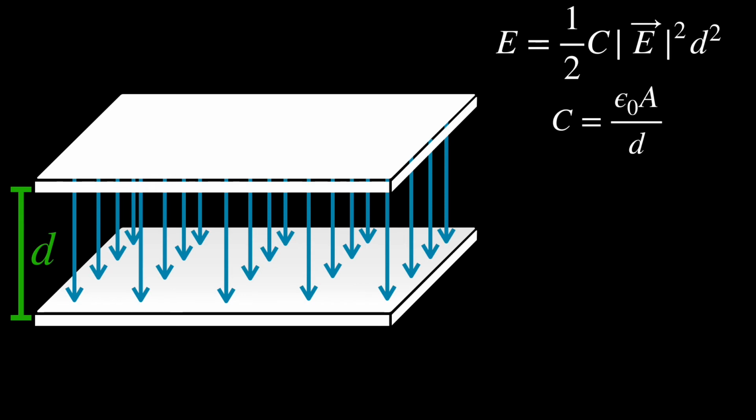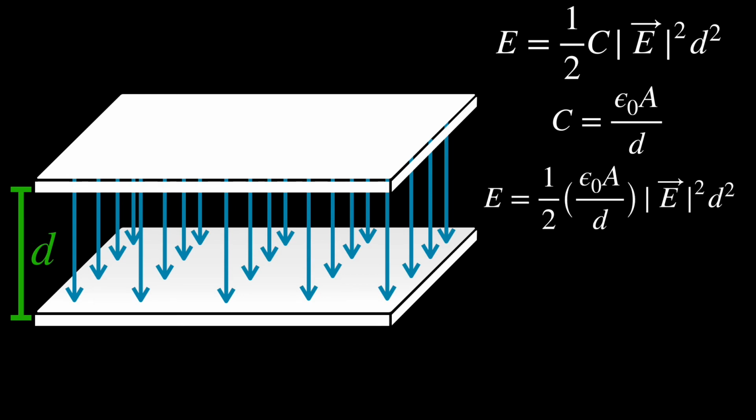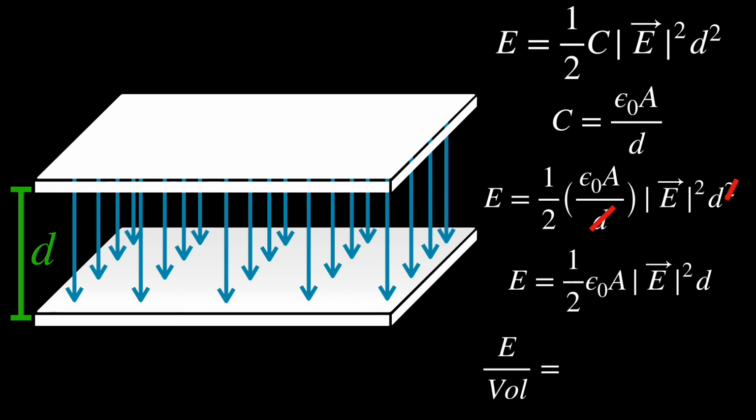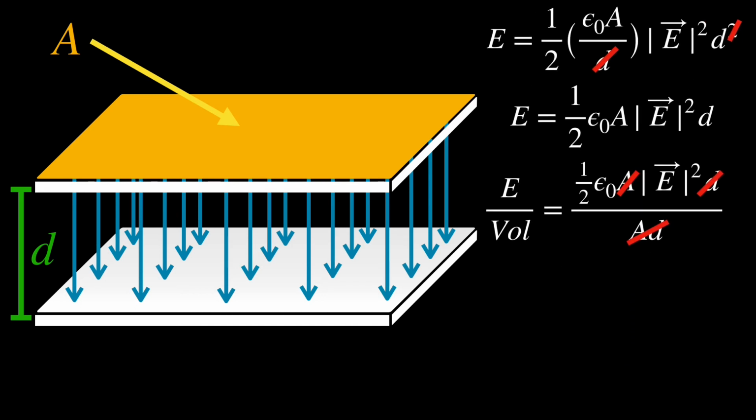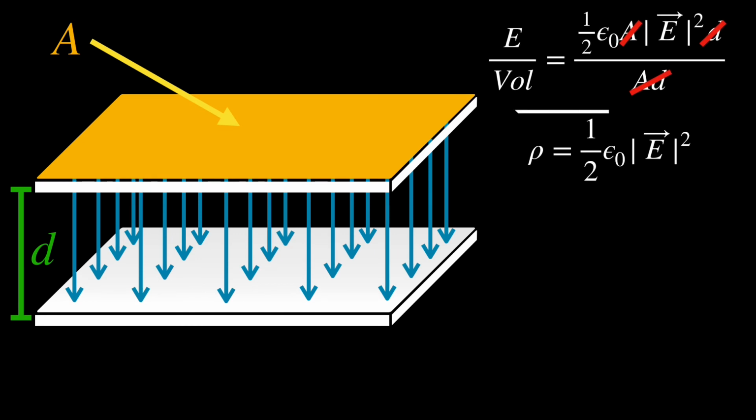No need to worry though, we know that the capacitance is epsilon naught times A over D, where A is the area of the plate. So we can sub that in and notice that a D cancels out. Now the energy density is the energy divided by the volume enclosed, and the volume of a capacitor is just A times D, right? The area of the plate times the distance between the plates. And I'm sure you're already getting ahead of me here. You can see that the AD cancels out on the numerator and denominator, so we have an equation for the energy density of the electric field.